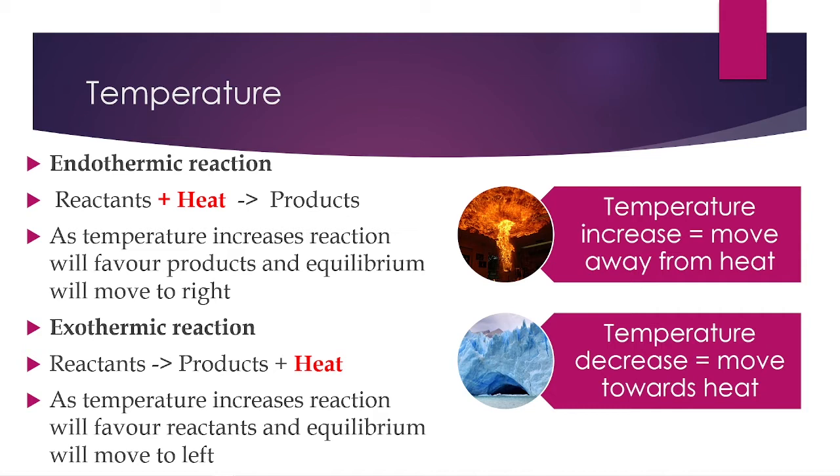With an exothermic reaction, you get heat as a product. It's produced during the reaction. So if you increase the temperature, it's again going to try and get away from the heat, only this time it's going to be doing the backwards reaction, going from products to reactants. So it's going to favor the backwards reaction, or move towards the left.